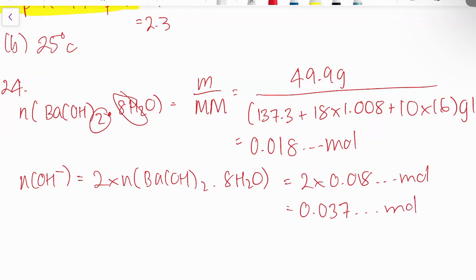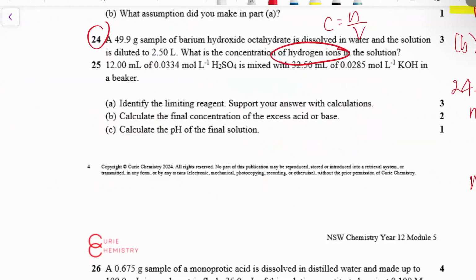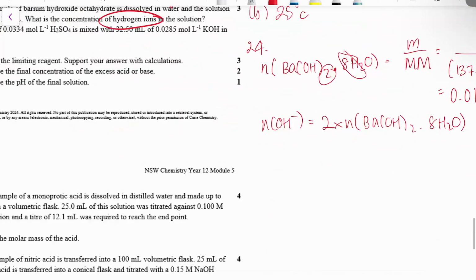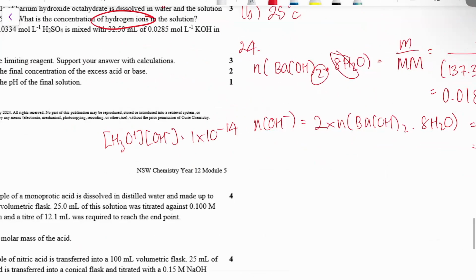Now that I've got the moles of hydroxide, normally I do pH and pOH calculations, and then I'll go to hydrogen or hydroxide ion concentrations after. But this question doesn't require me to use pH or pOH at all. So I don't really want to have to convert to pOH, convert to pH, and then convert to hydrogen ion concentration. There is an alternative equation that bypasses the pH calculation, which is H3O plus times OH minus is equal to 1 times 10 to the minus 14. So from here, I know I need to get to hydroxide ion concentration.